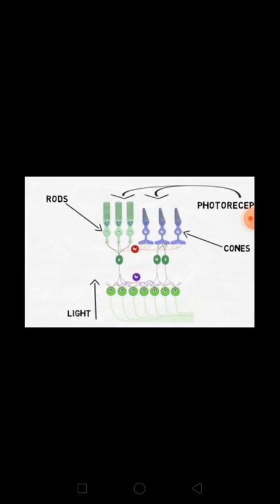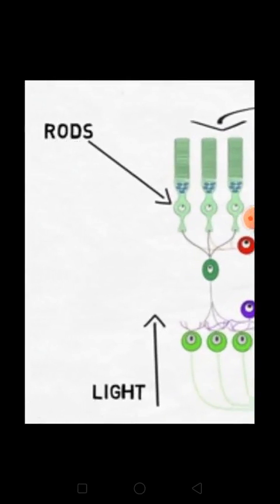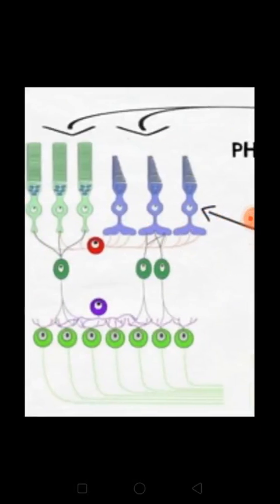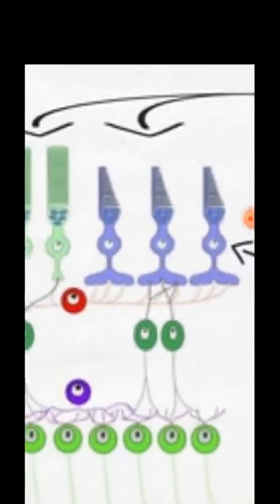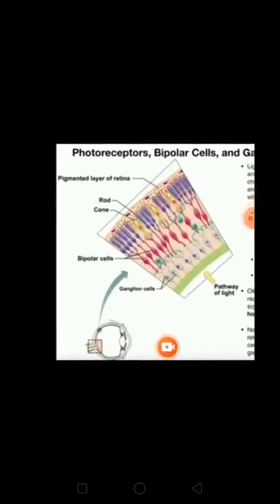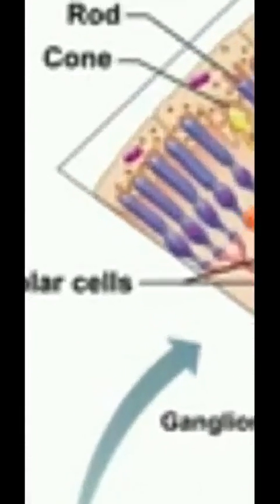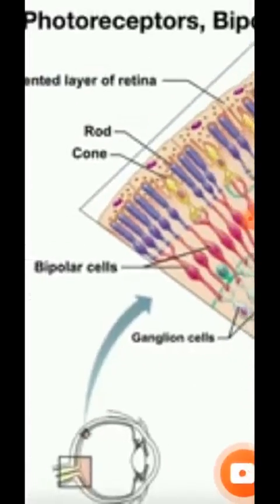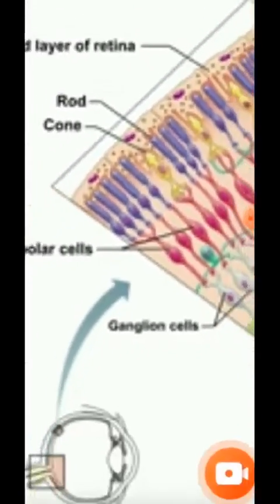Rod cells are termed rod cells because over here you can see they are rod like, whereas the others are cone like in shape, that is why they are known as cone shaped cells. You see over here the blue ones are rod cells, whereas the yellow ones are the cone cells.